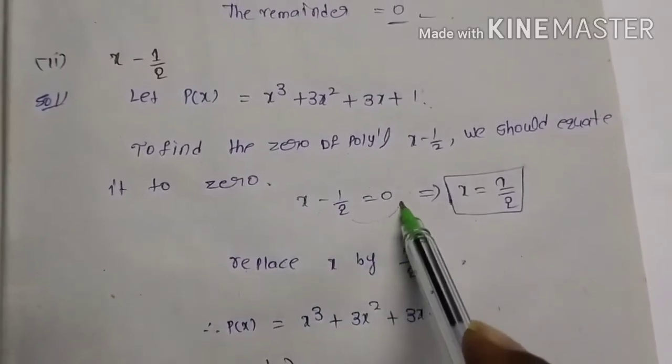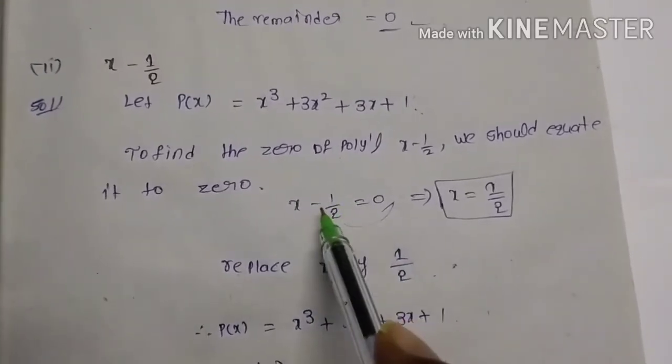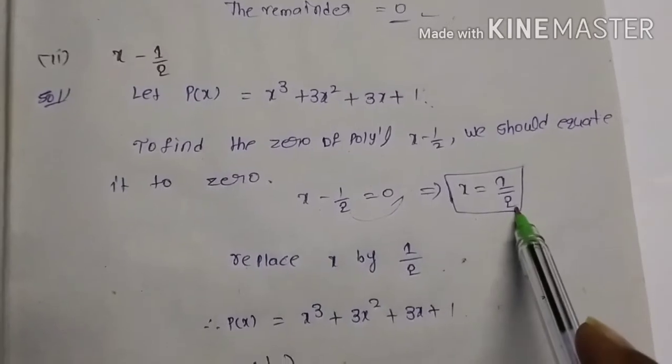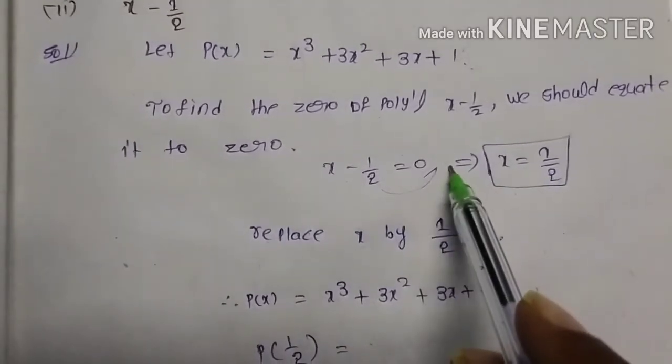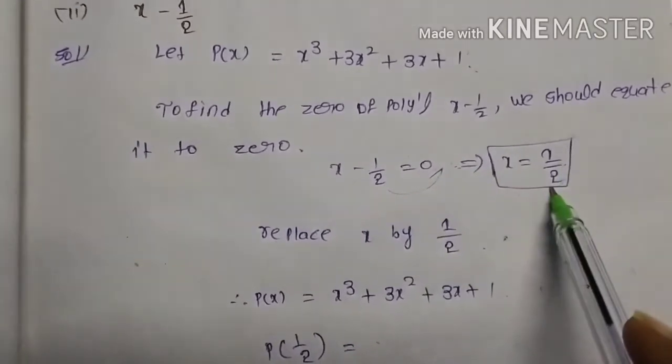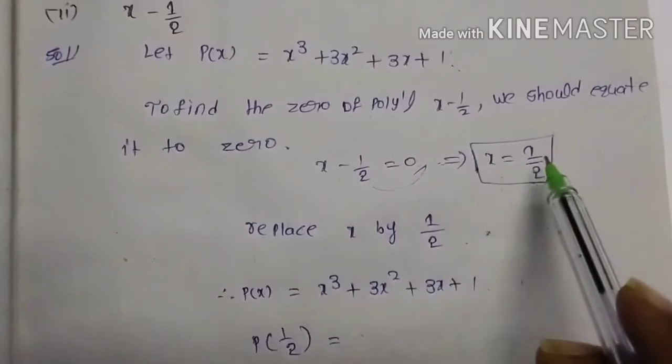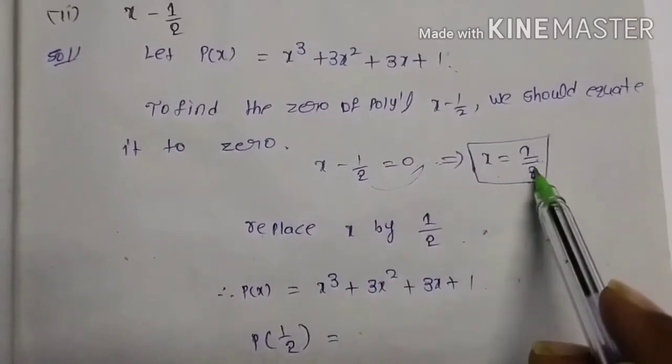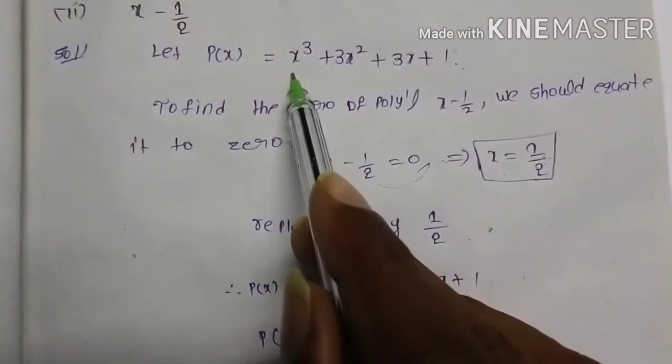Just transpose 1 by 2 to the RHS. See, it is minus 1 by 2. It will become plus 1 by 2 or not? Yes. You will get here 0 plus 1 by 2. 0 plus 1 by 2 means it is 1 by 2 only or not? Yes. After getting 1 by 2, x is equal to 1 by 2, you can just substitute 1 by 2 in this polynomial.